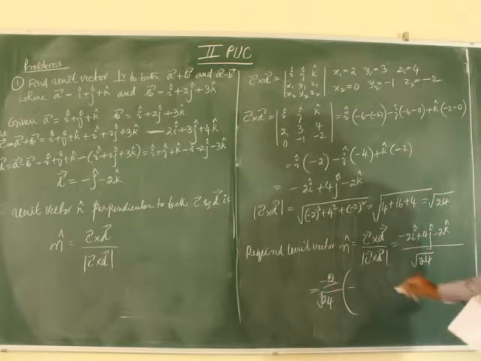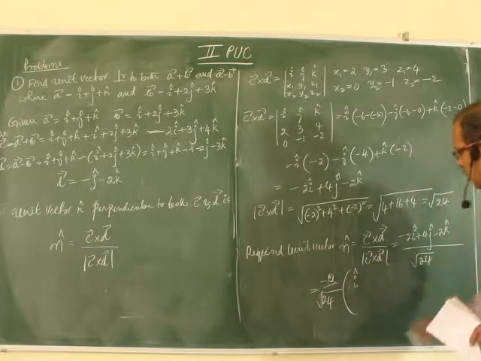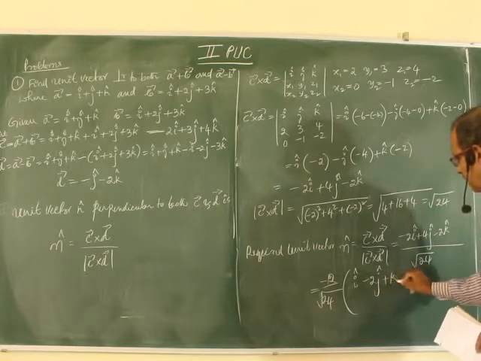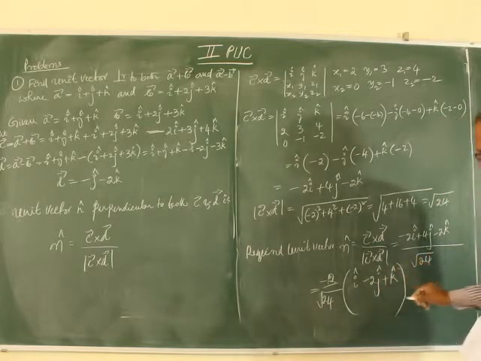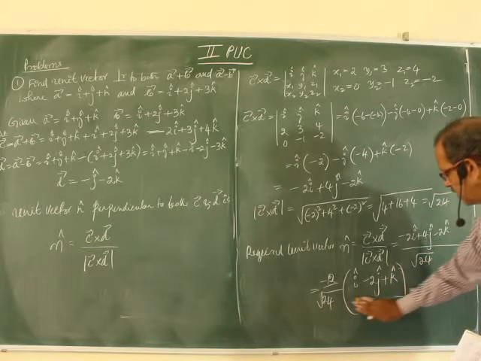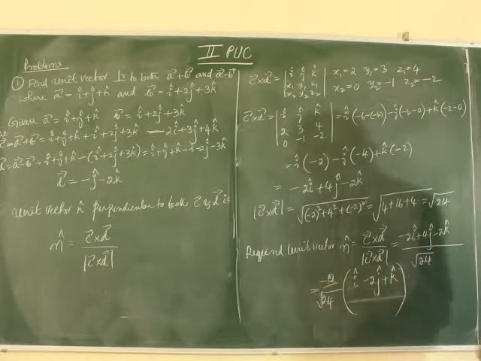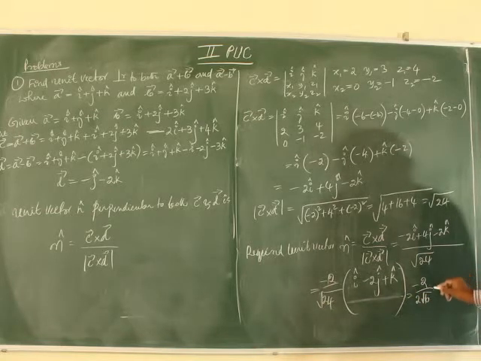Minus 2 I, minus 2j, plus k, because you have removed minus 2 outside. Correct. Now, you can still simplify this part. Let me do that one also. Minus 2 by 2 root 6, 24, into I minus 2j plus k.